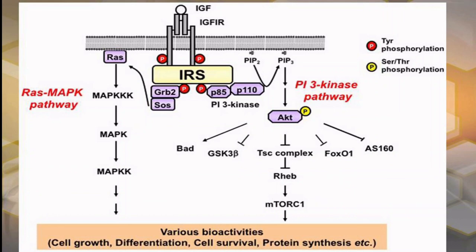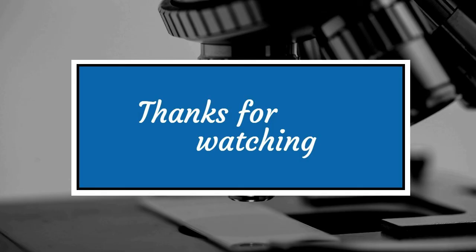Secondly, you have the PI3 kinase pathway, which activates AKT, and AKT inhibits several different proteins and ultimately leads to cell growth, differentiation, cell survival, and protein synthesis. So this was about the insulin hormone.